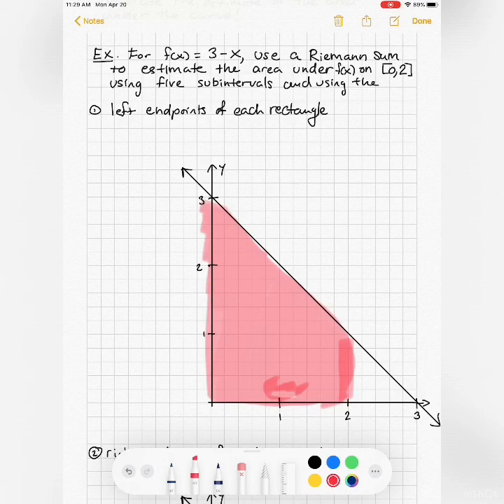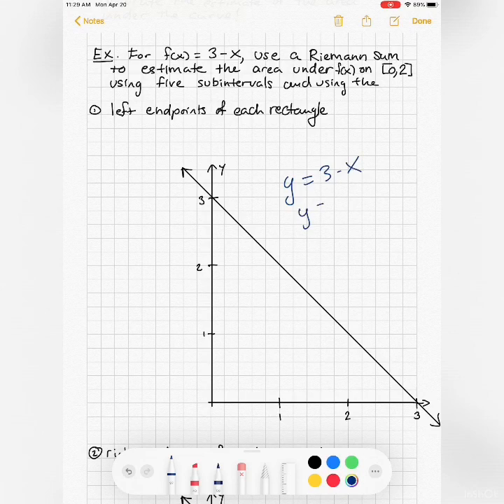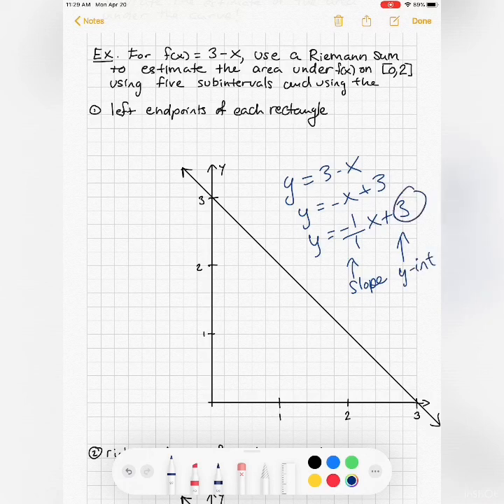I've actually graphed the line already, as you can see here, because 3 minus x, that's negative x plus 3. So isn't this a line in slope-intercept form? So the y-intercept is 3, the slope is negative 1. So to graph this, I start at 0, 3, down 1, right 1, down 1, right 1, down 1, right 1. Okay, so that's how I graph that line.